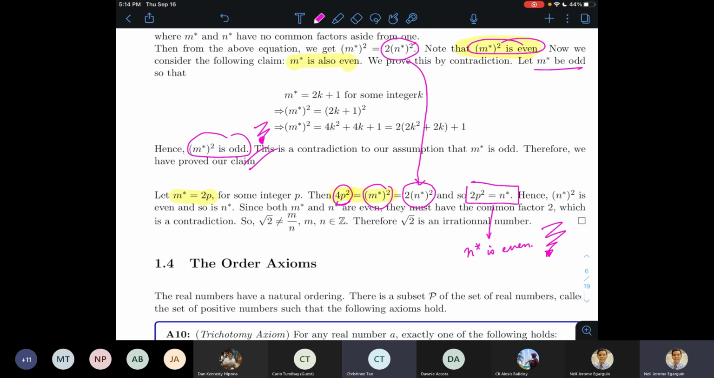Contradiction po na nakita is yung, na-prove po kasi natin na yung m star is even. So therefore, yung m star square is even. And then dito naman po sa may last part, nakita po natin na yung n star square is also even dahil po sa 2p square. So therefore, dahil pareho po silang even, meron po silang common factor na 2. So therefore po, hindi pa po nasa lowest term yung m star over n star.